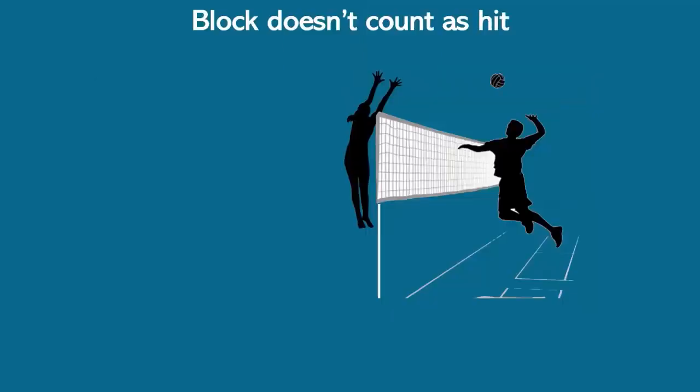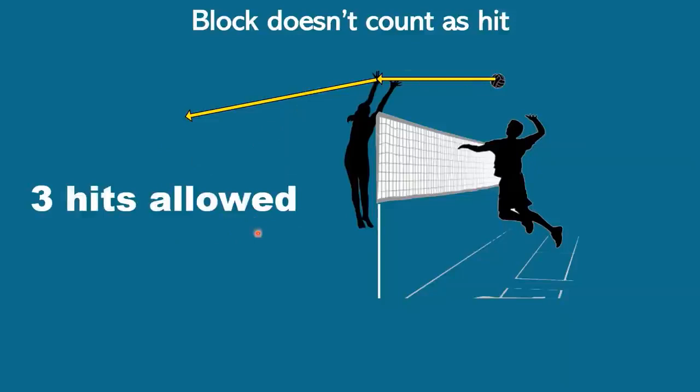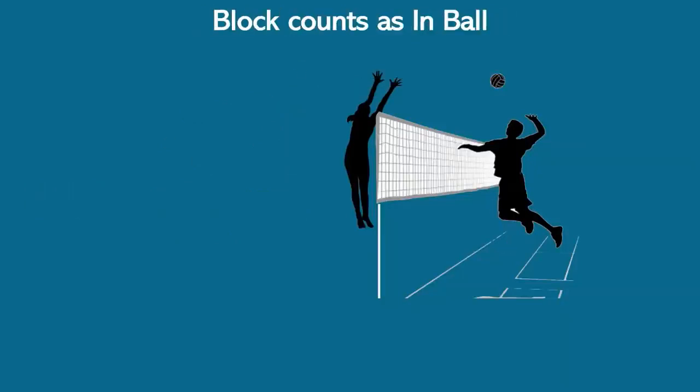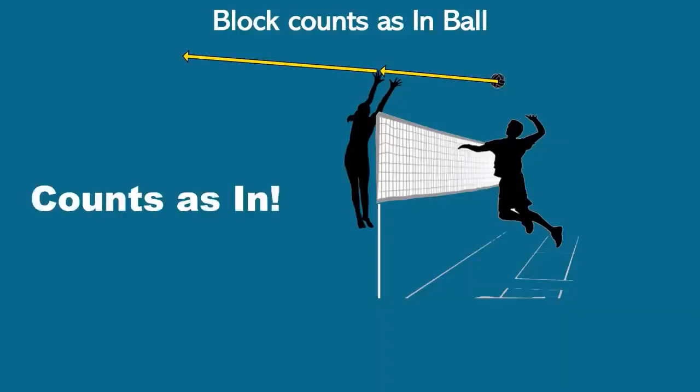Now, one thing that you need to keep in mind is that a block doesn't count as a hit. So a team is allowed to have 3 hits to pass the ball, but the block doesn't count. So in this case, let's say it hits the blocker's hand and it goes to the team, they would still have 1, 2, and 3 hits to get the ball back. The con is if the ball hits the blocker, then it is counted as in. So let's say the ball was going way out, but it hit the blocker, then it would be counted as in. So you would lose a point. So the blocker needs to be careful as well.